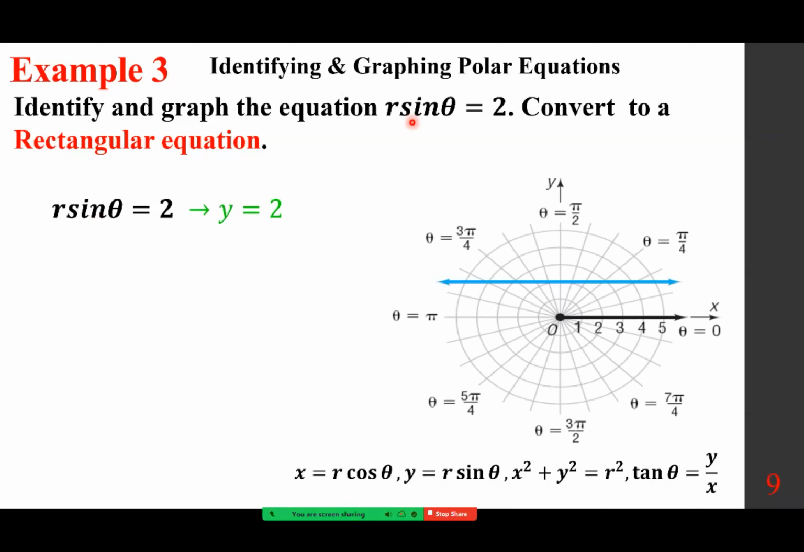So r sine theta equals any number gives you a horizontal line. If it's 7, y equals 7. If it's 10, y equals 10. If it's negative 1, y equals negative 1.